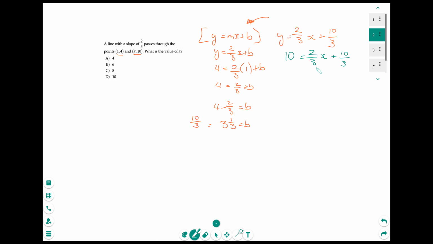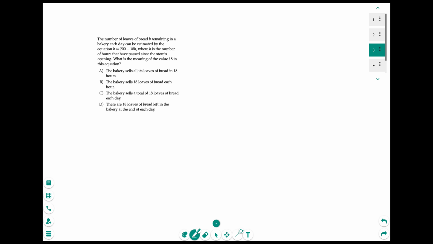I can simplify this by multiplying everyone by 3, because listen, I don't like denominators. We want to get rid of denominators as quickly as we can. So let's multiply everyone by 3 on both sides, leaving 30 is equal to 2x plus 10. The 3's on this side will cancel out. All right, so if 30 equals 2x plus 10, we can say 30 minus 10 is 20 is equal to 2x. X must be 10. There you go. So this is my answer. Answer is D. All right, let's jump on to the next question.